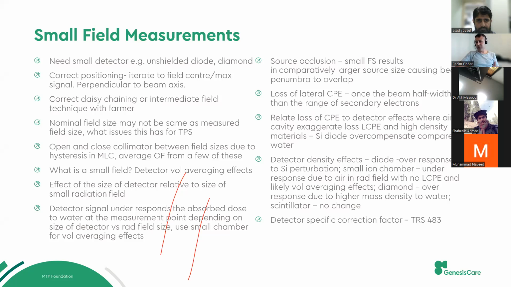We don't have time. What does daisy chaining mean? You can go to the protocol. It's a very simple technique: by introduction of an intermediate field, using your calibrated chamber at 10 cm and a 10 by 10 field size, you choose a small field size up to 5 by 5 or 4 by 4, and then do the daisy chain with your small detector, and then apply the formalism given in the protocol.